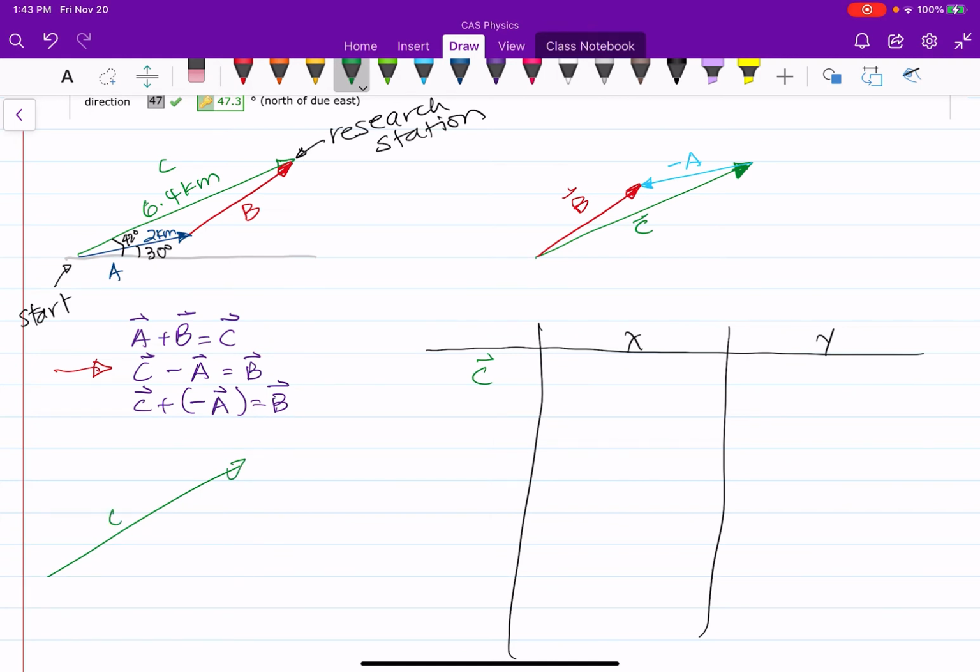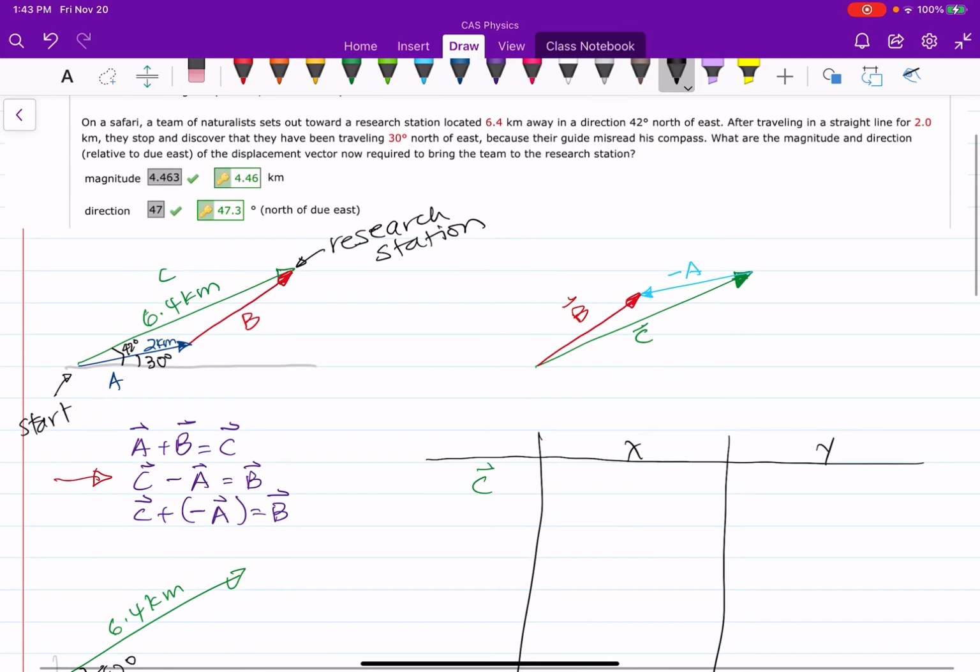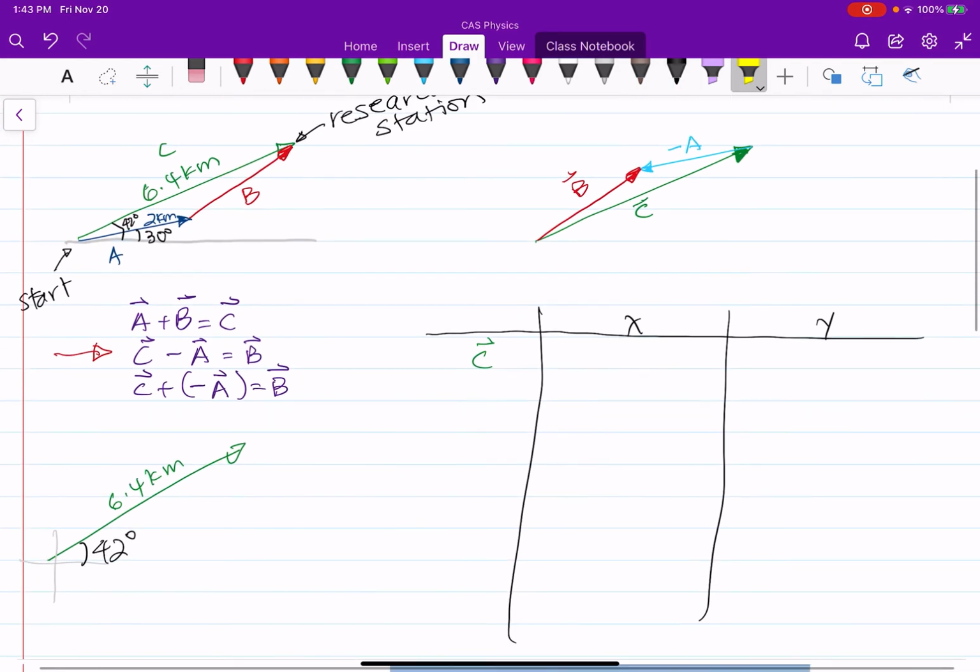So there's the 6.4 kilometers, and then the axis is here, my north, south, east, west, and this angle here is 42 degrees. It says 42 degrees north of east. So that's this triangle. We can break this up into its horizontal and its vertical components. And then we can just solve that triangle. So let's just do it.